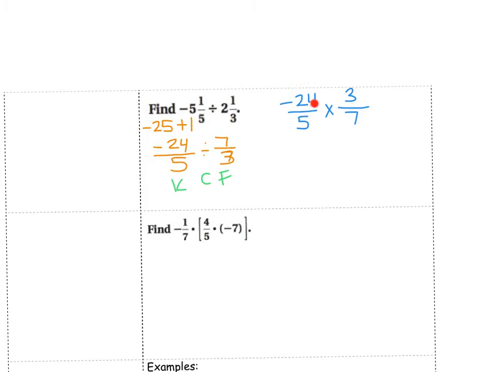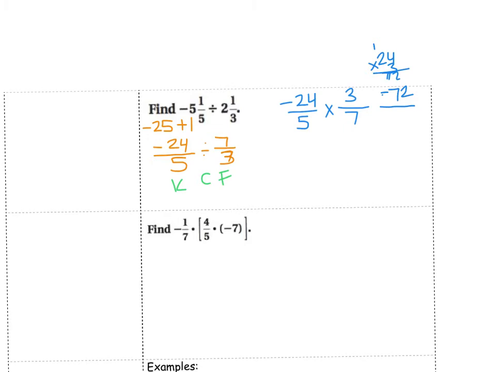So -24 times 3. I don't know that off the top of my head, so I'm going to come up here and do 24 times 3. 4 times 3 is 12. Carry the 1. 3 times 2 is 6. 6 plus 1 is 7. I have 72. But since it's -24, I need to make sure, because I'm multiplying a negative times a positive, I'm keeping the negative. So we have -72.